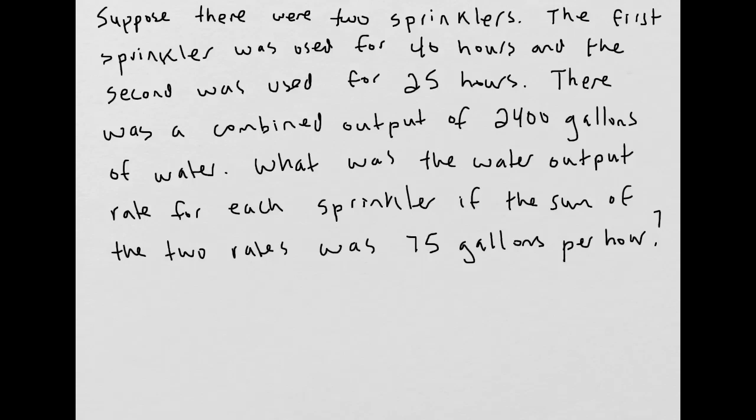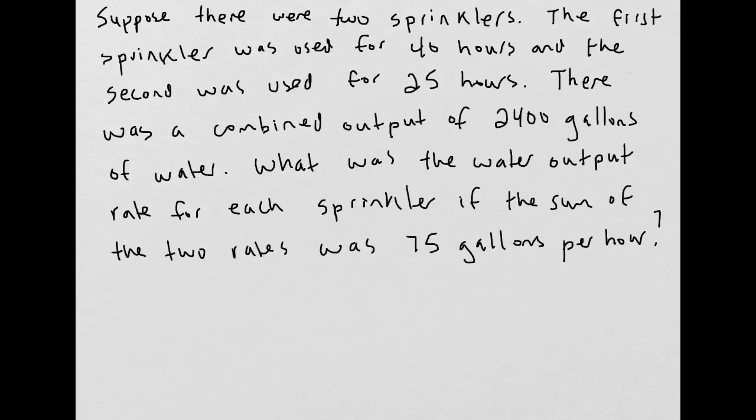Suppose there were two sprinklers. The first sprinkler was used for 40 hours and the second was used for 25 hours. There was a combined output of 2,400 gallons of water. What was the water output rate for each sprinkler if the sum of the two rates was 75 gallons per hour?